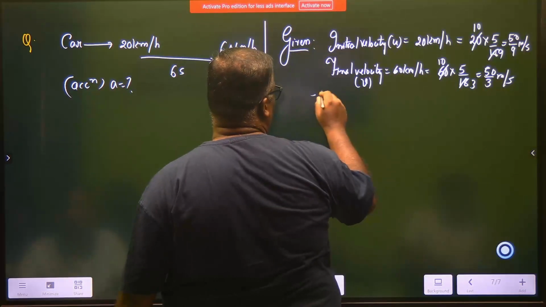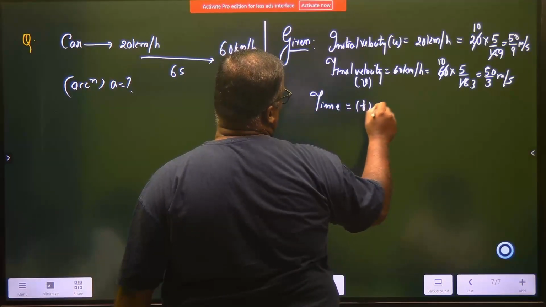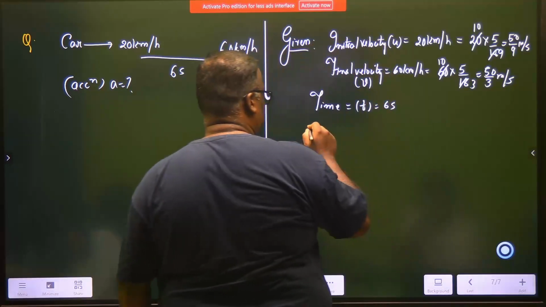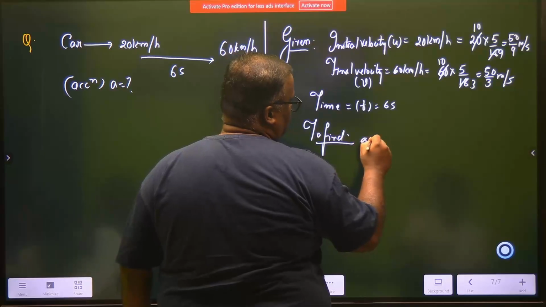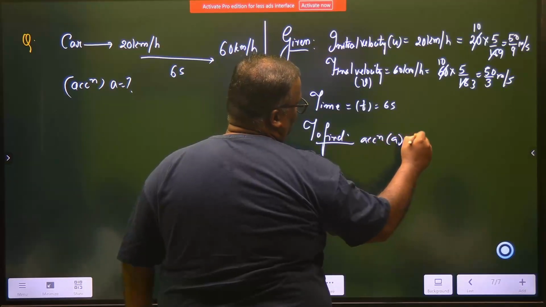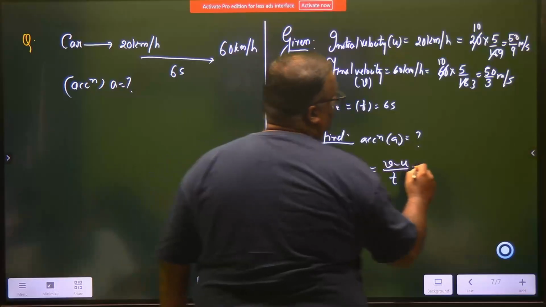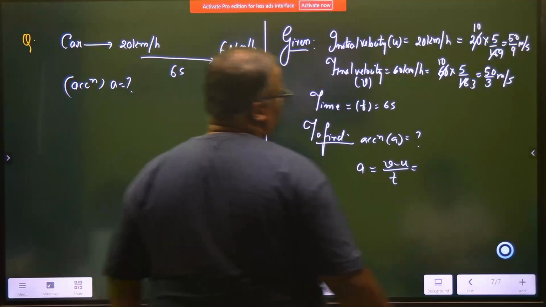Then time. How much is the time? T is equal to 6 seconds. What do you have to calculate? Acceleration. To find acceleration A is equal to what? So what formula do you use? Acceleration is V minus U upon T. So V minus U means 50 by 3 minus 50 by 9. You also make this as 9. So this becomes how much?